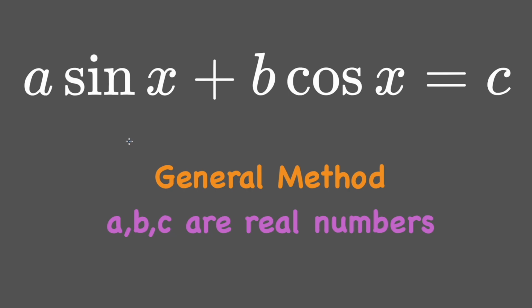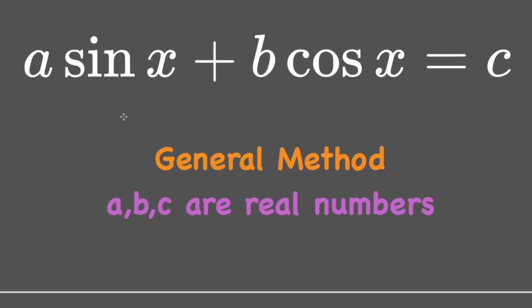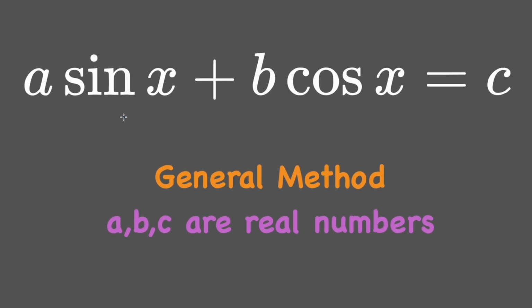In the problem, we have a few parameters called A, B, C, and they are real numbers, and of course A and B have to be different from 0. If A equal to 0 or B equal to 0, then it becomes a very easy form of the equation. So we don't care about that kind of value. We care about A and B as non-zero numbers.